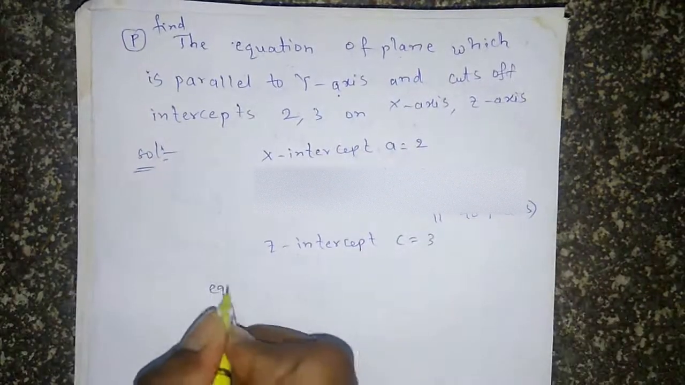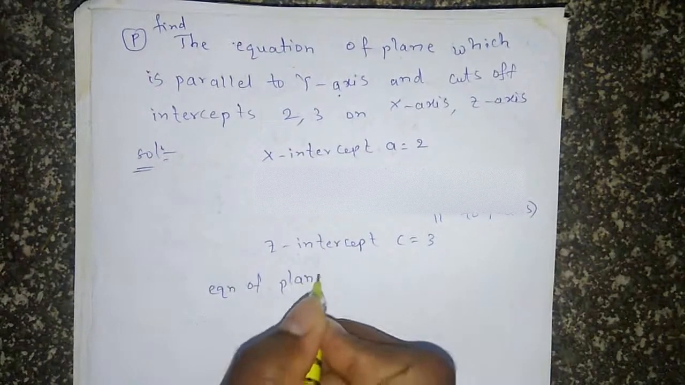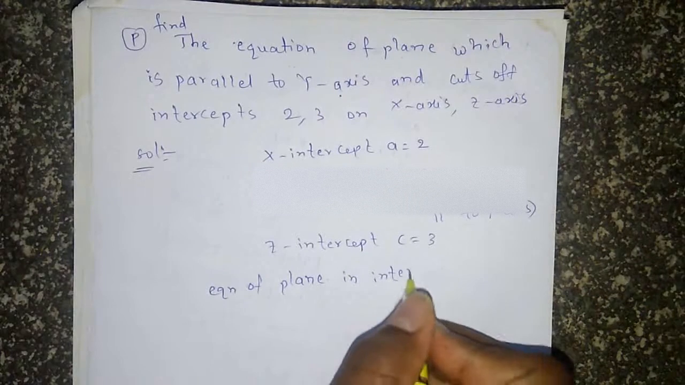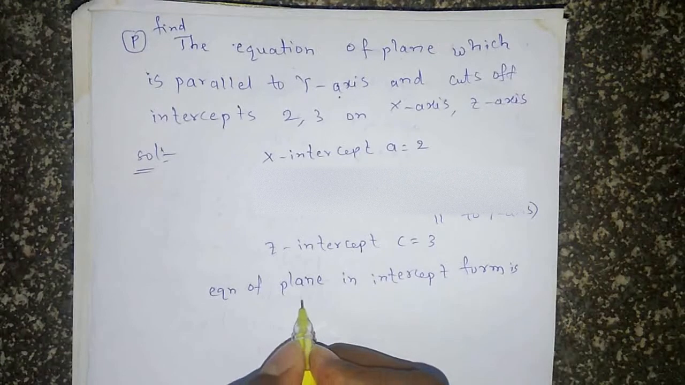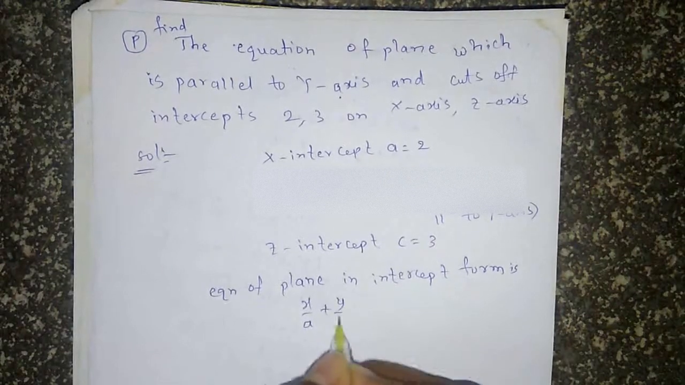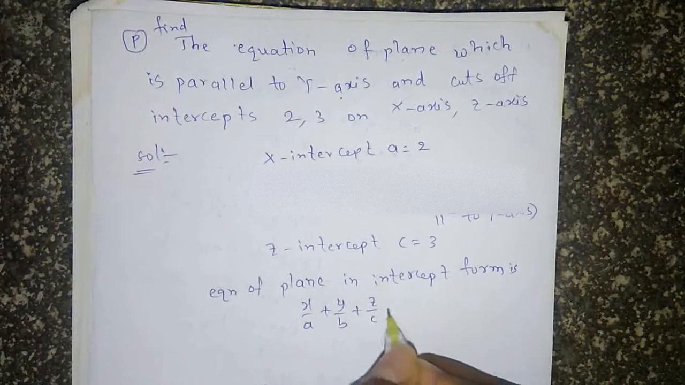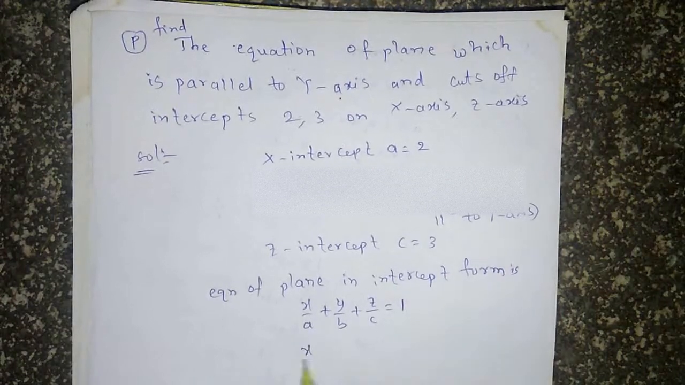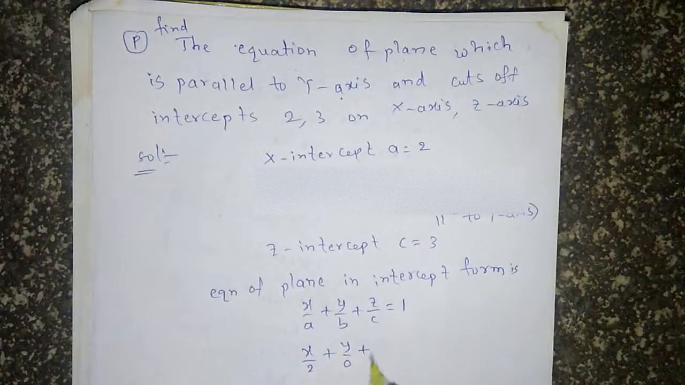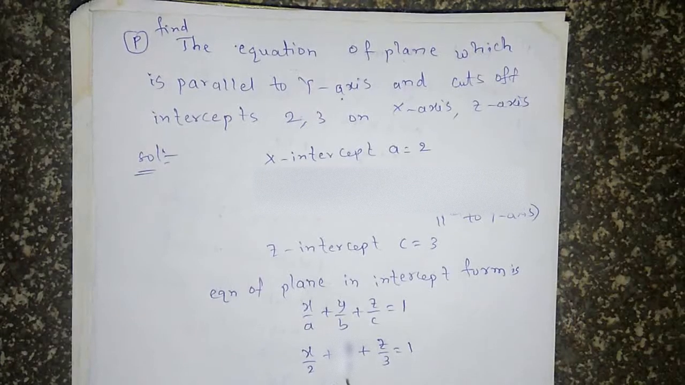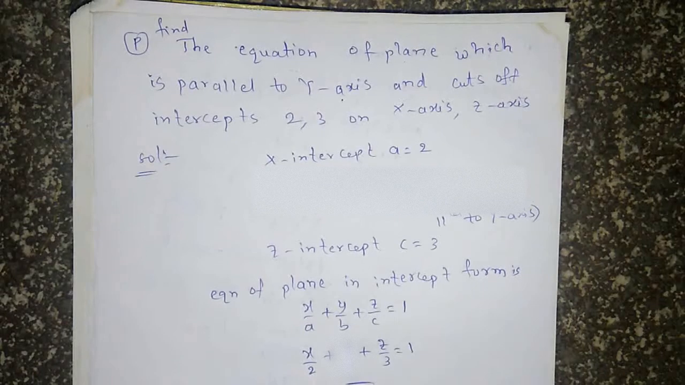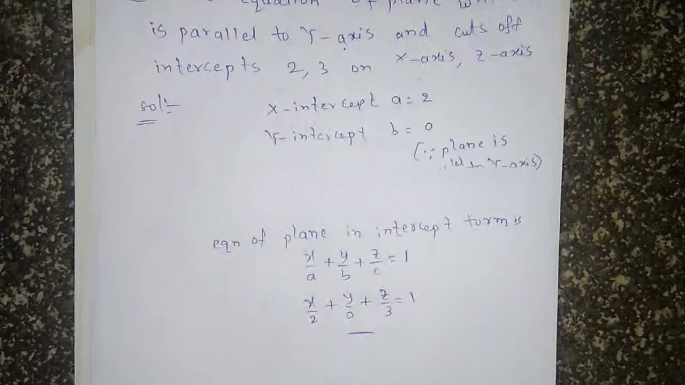Now the equation of the plane in intercept form. What is the formula? x by a plus y by b plus z by c is equal to 1. This is x by 2 plus y by 0 plus z by 3 is equal to 1. So if you take LCM and simplify, you will get the answer.